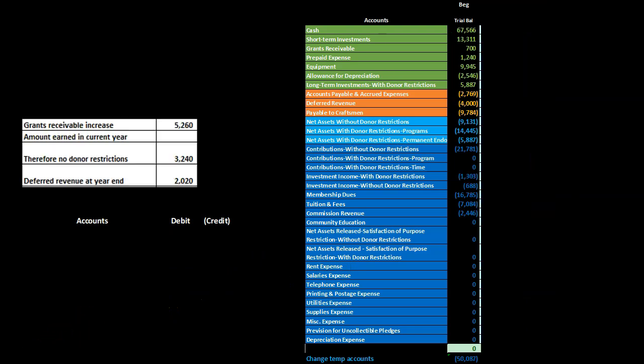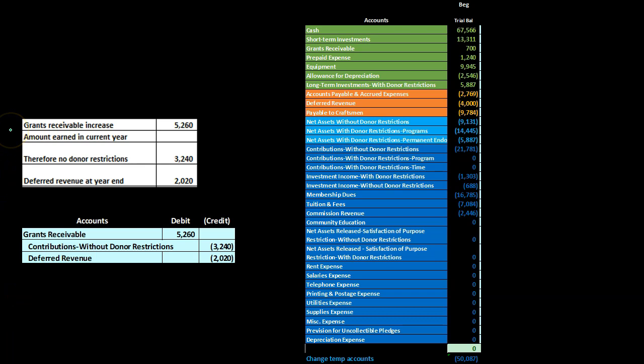That's income thus far. Next transaction. We have a grants receivable increase, so an increase to the grants receivable of 5,260. Then the amount earned in the current year, therefore with no donor restrictions, is going to be the 3,240. The amount that's going to be deferred revenue at year end is 2,020. So we're going to say that we have a full receivable. The receivable will be for the 5,260.